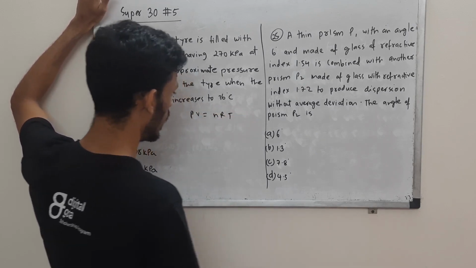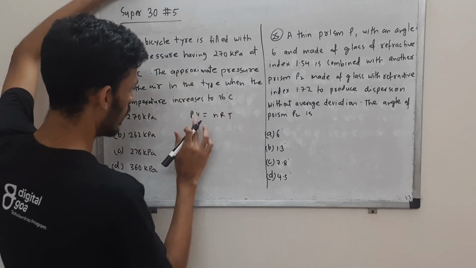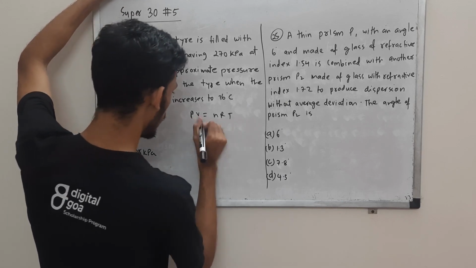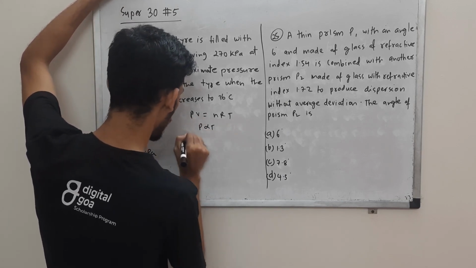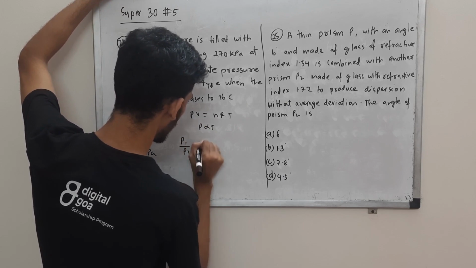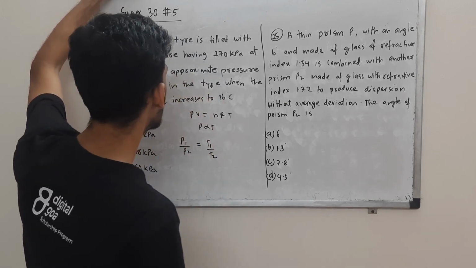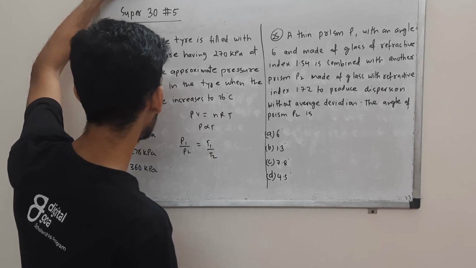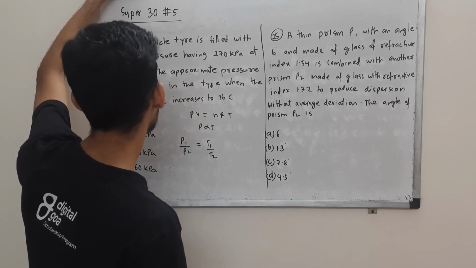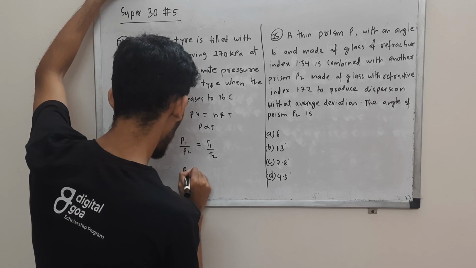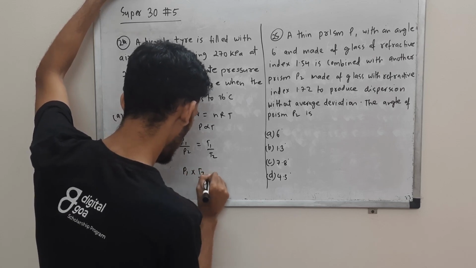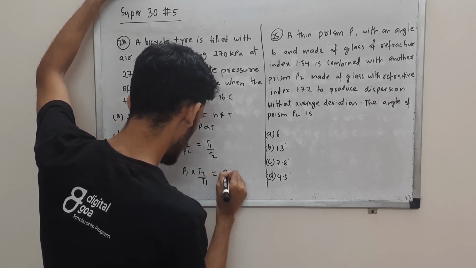So PV is equal to nRT we can use, and you can see that if volume is constant, P is directly proportional to T, right? So P1 by P2 is T1 by T2, a direct relation. Here you are supposed to find the pressure after the increase, so P2 is P1 into T2 by T1, right?